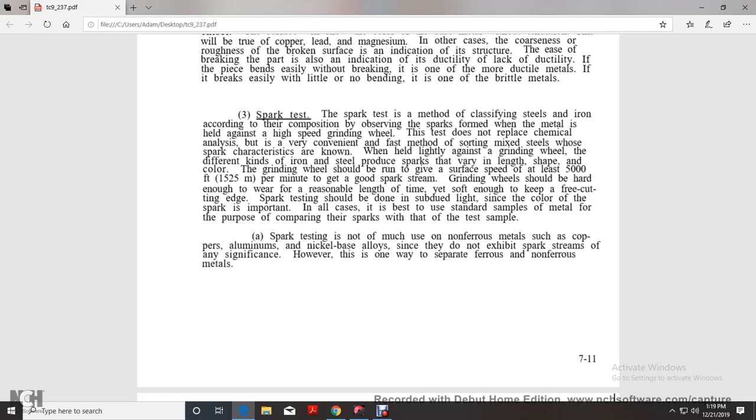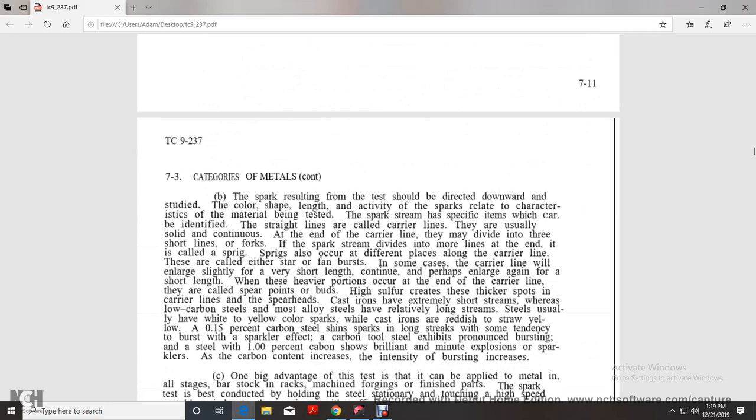In all cases, it is best to use standard samples of the metal for the purpose of comparing the sparks with that of the test sample. Spark testing is not so much used on non-ferrous metals such as copper, aluminum, and nickel-based alloys, since they do not exhibit a spark stream of any significance. However, there is one way to separate the ferrous and the non-ferrous metals.